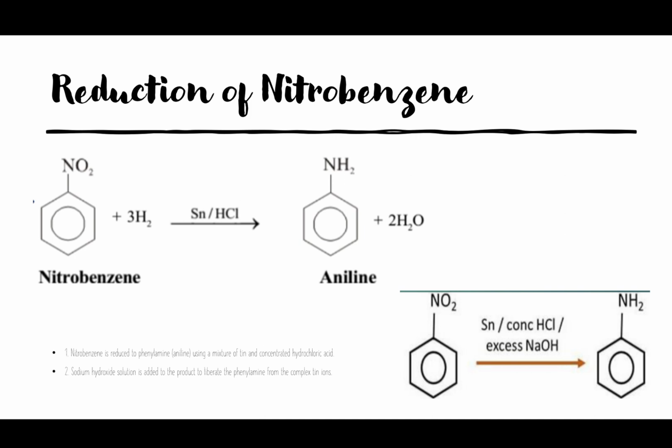So the reduction of nitrobenzene. You don't need to know the mechanism for this, but you need to know the production of aniline, right? So the nitrobenzene, in the presence of an acid such as hydrochloric acid, and in the presence of a strong reducing agent such as the metal tin, we can have the reduction of the nitro group to produce our amino group, our amine group. What is reduction?